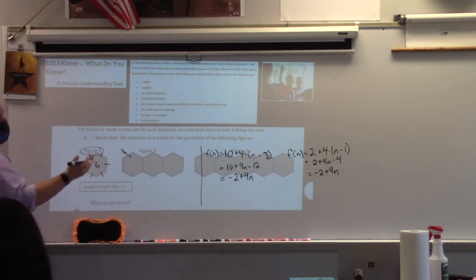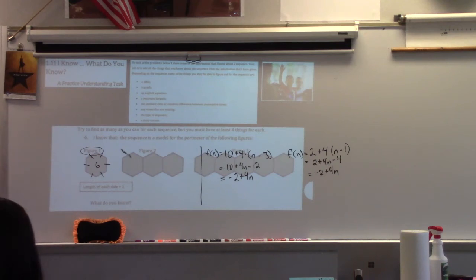first off, how many of you think there's going to be in figure 2? 14. So 14, did anyone else think anything different? Did anyone think it was going to be 18? How do you get 6? 1, 2, 3, 4, 5, 6. It's 6 sides. The length of each side is 1.